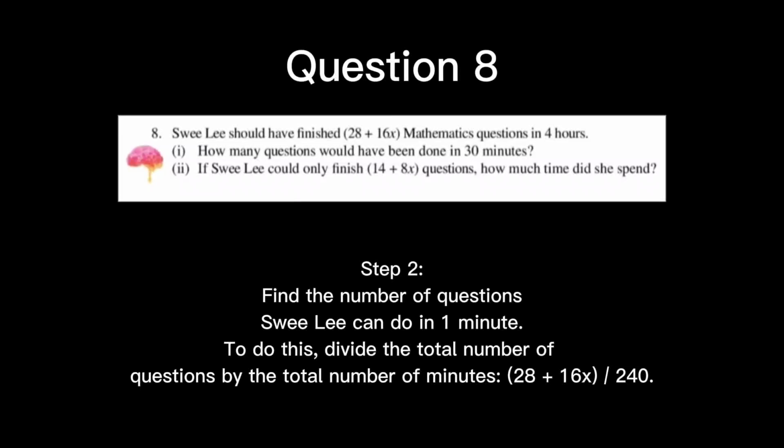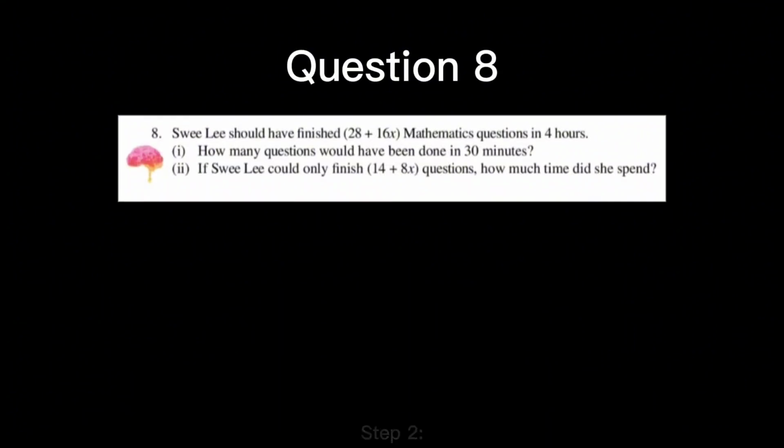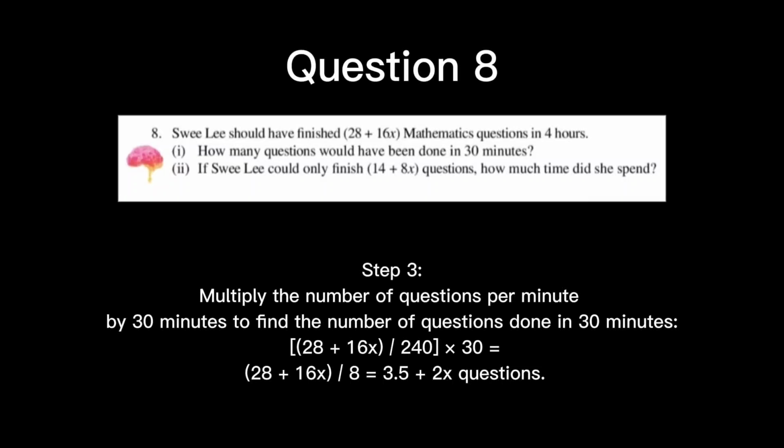Step 2. Find the number of questions Sweetie can do in 1 minute. To do this, divide the total number of questions by the total number of minutes. (28 + 16x)/240. Step 3. Multiply the number of questions per minute by 30 minutes to find the number of questions done in 30 minutes.